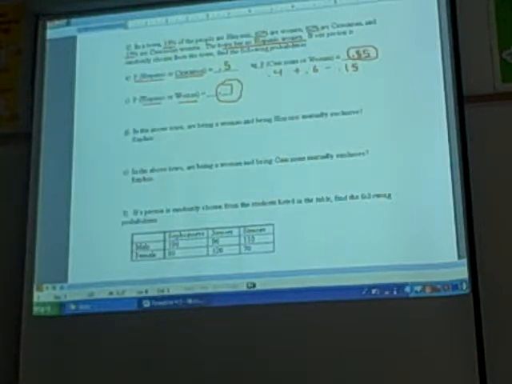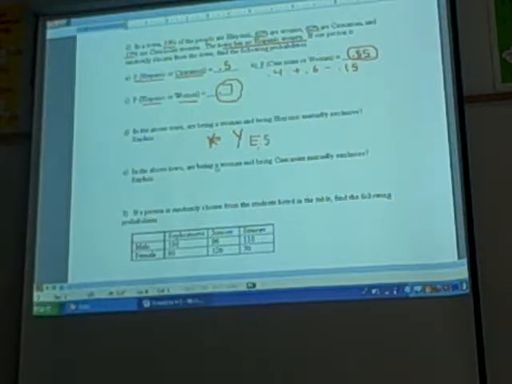Any questions about that? I think we already answered D or E. D is, are being a woman and being Hispanic mutually exclusive? The answer would be yes, because there's no Hispanic women. This would be a yes.